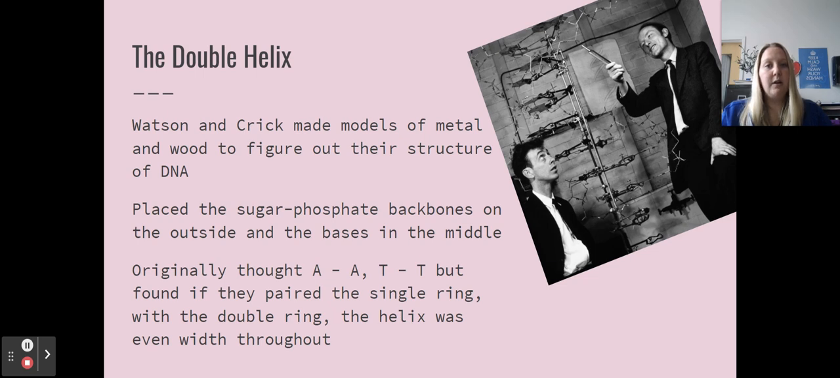Originally, they thought like would pair with like, A with A and T with T, but realized that that led to an uneven width of the DNA. Photo 51 showed a very uniform width, and they quickly decided to pair a single ring structure with a double ring structure. That gave the helix an even width throughout.